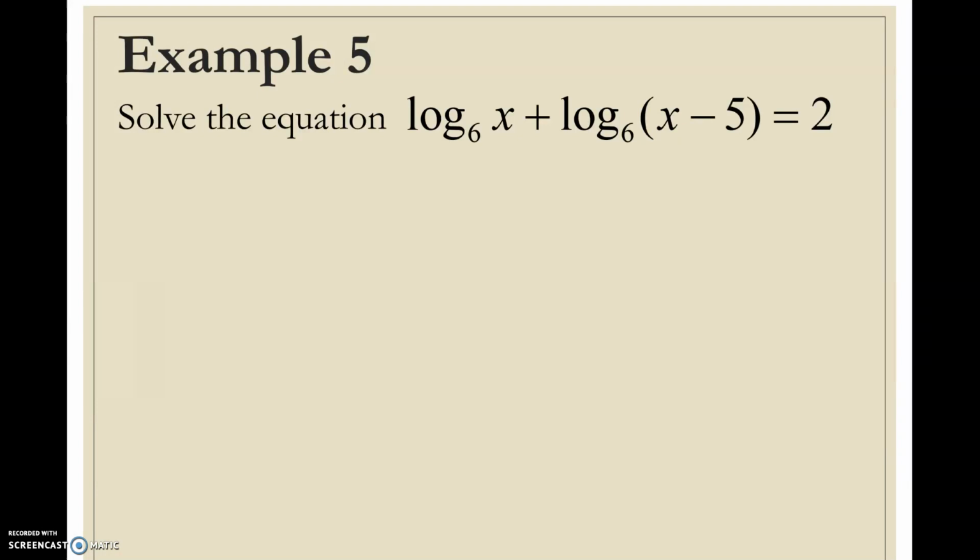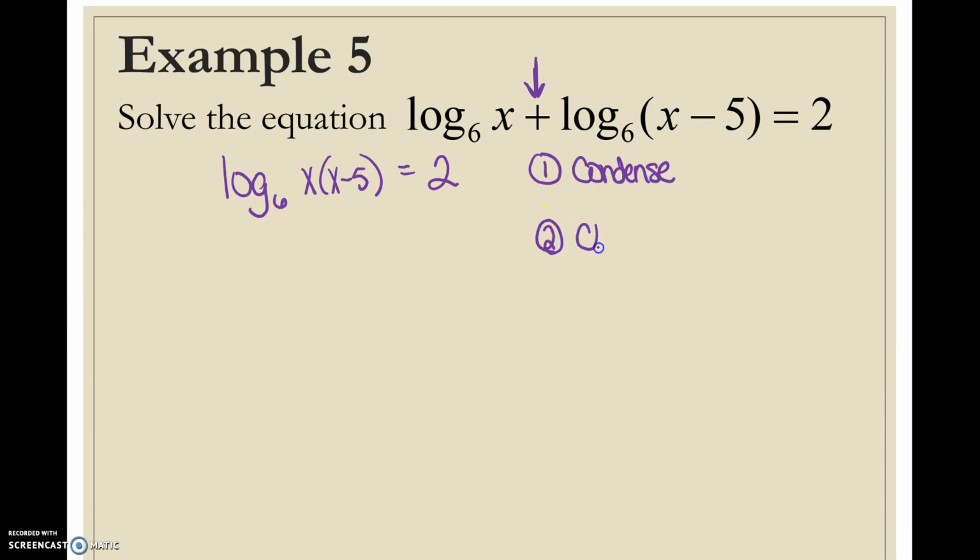In example 5, we have 2 logs on the same side. So this is going to connect what we did yesterday with what we are doing today. Yesterday, we expanded and condensed logs. This has addition between the logs. Addition between the logs condenses down to multiplication inside the log. So we rewrite this as log base 6 of x times x minus 5 equals 2. So step number 1 is to condense so you only have one log on the left side. Step 2 is then to change forms and simplify.